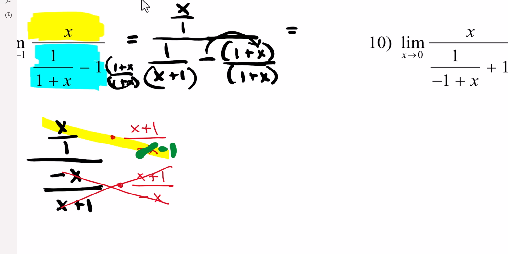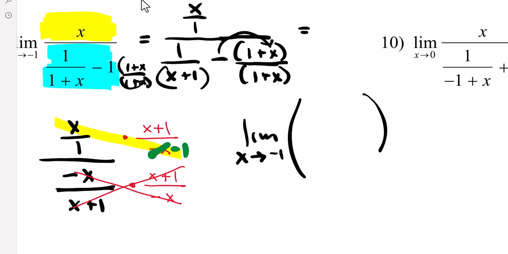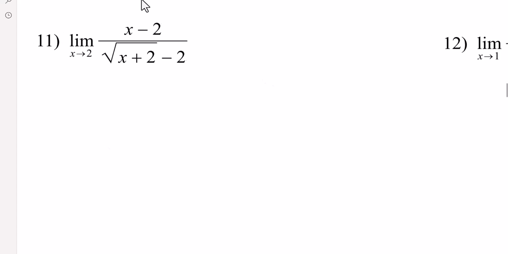And so now what you have is the limit as x approaches -1. And we have a -1 down here. We can just put that negative sign in the front of the fraction. And now we're going to plug in -1. -1 plus 1 is 0. The opposite of 0 is 0. If you need help with those, okay, I don't think that we did these.